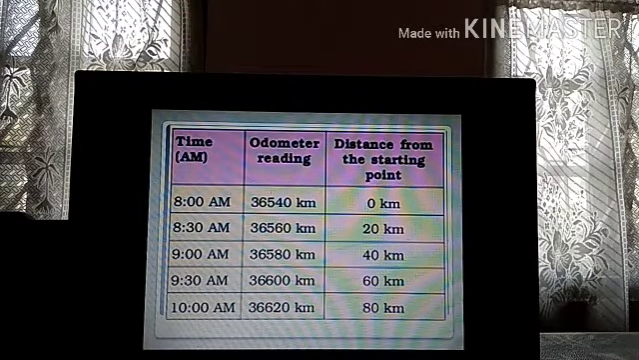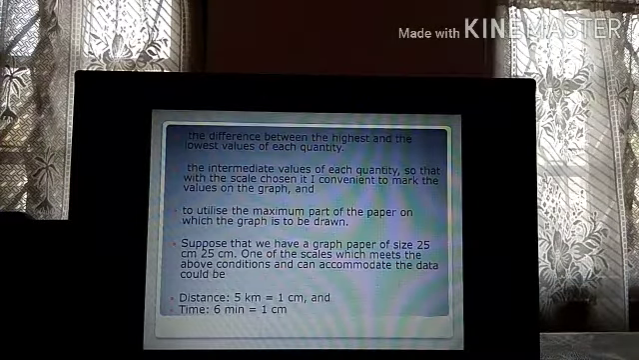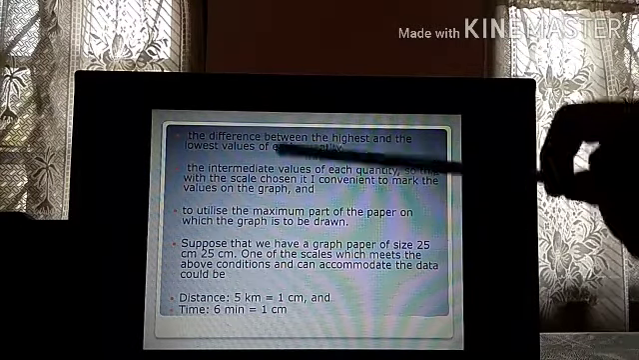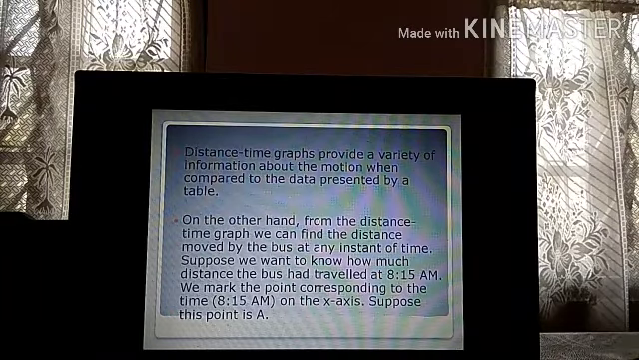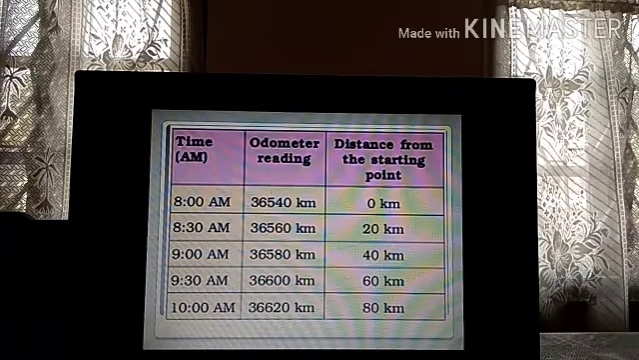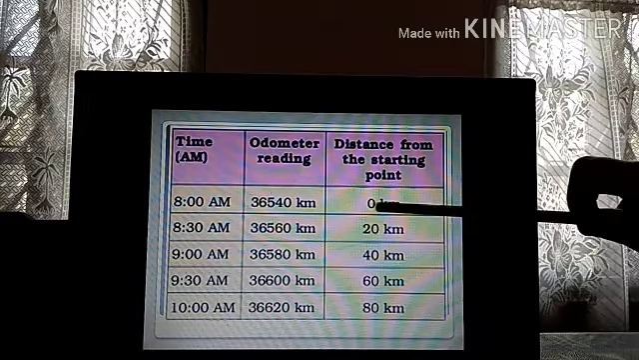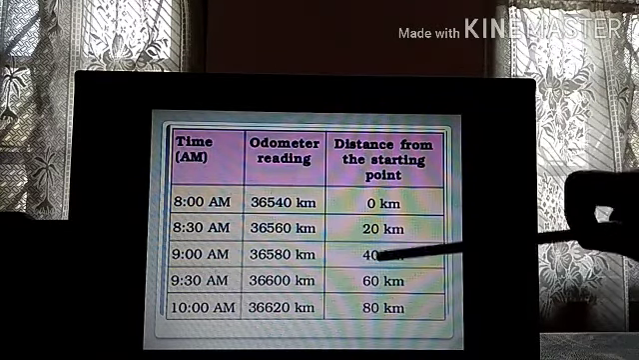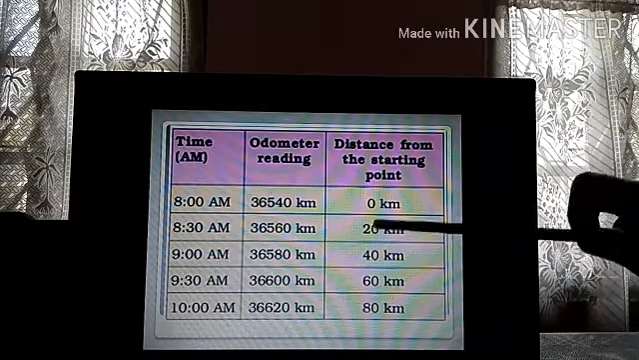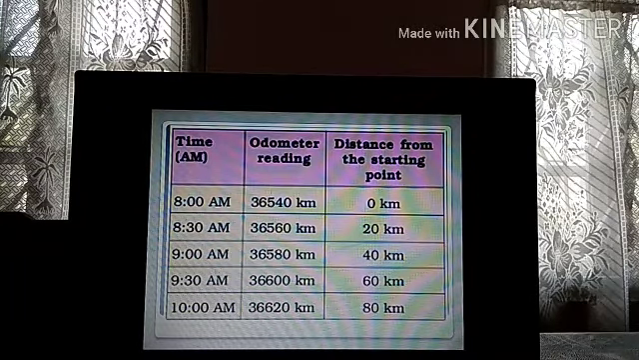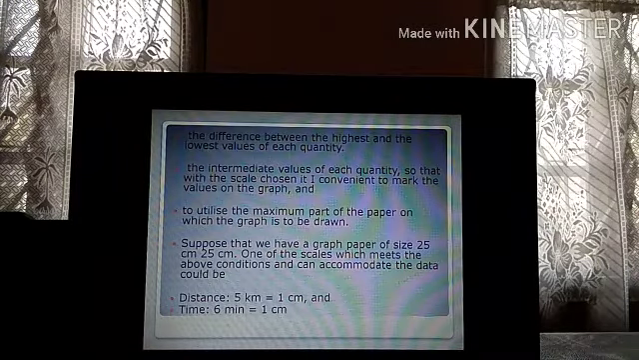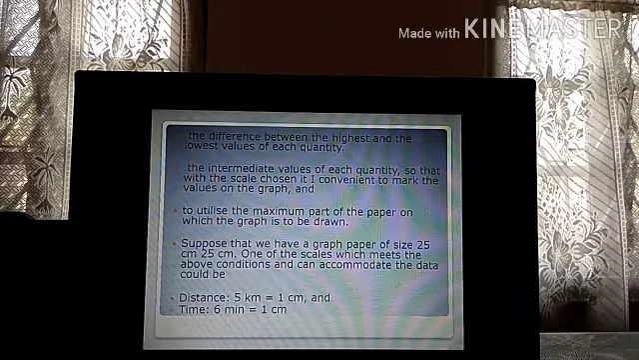So you have to know, and then accordingly you can choose how to mark the points. Choose the intermediate value of each quantity, so that with the scale chosen it is convenient to mark the values on the graph. Intermediate means the between values, that is, what is the difference between each quantity. 80 and 60 difference is 20, 60 and 40 it is 20, 40 and 20 it is 20. So the intermediate difference also you have to see, so that it is easy for you to mark the points on the graph. To utilize the maximum part of the paper on which the graph is to be drawn.